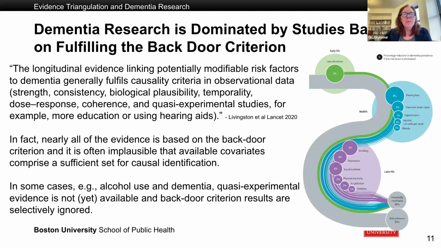And in fact, in some cases, it's very hard to believe that the backdoor criterion has been fulfilled. And further, I think researchers are actually nervous about this.